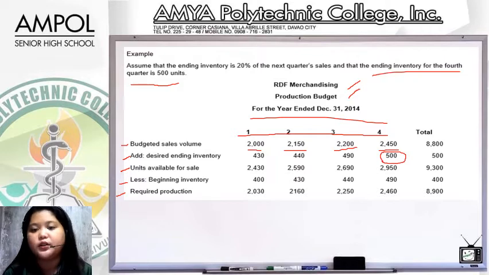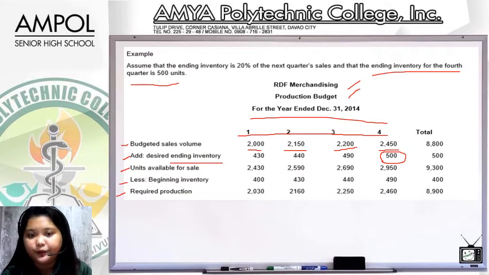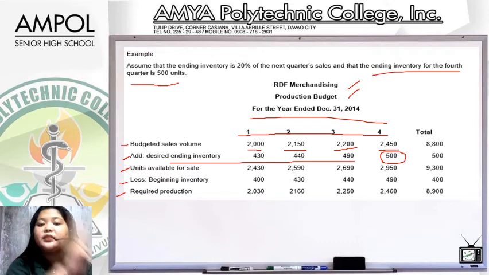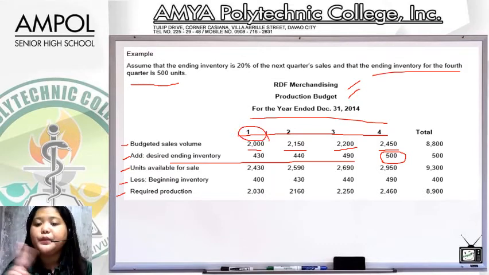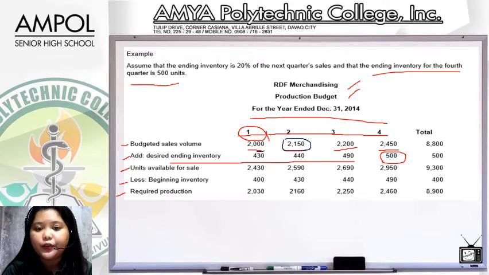So, the problem here is that the ending inventory of the fourth quarter is 500 units. Dapat daw ang makuha. So, dito, nakuha natin si 500. Pero, we have also to make sure na yung ending inventory daw natin is 20% of the next quarter sales. So, sa first quarter, ang 20% ni 2,000 is 400. Pero, we are not going to use that one on the first quarter. So, what will be the next ending inventory? So, we are going to have the 2,150. So, the 20% of 2,150 is 430, which is this one.